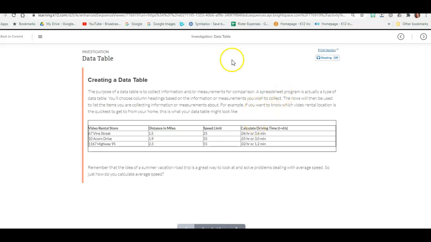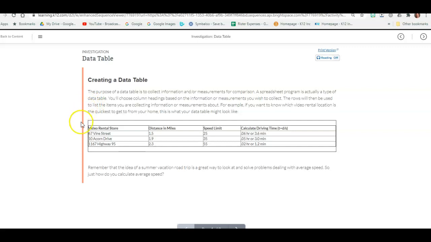All right, so here is the investigation data table part. It talks about creating a data table. Again, the purpose of it is to collect information and use those measurements for comparison. You can do that in a spreadsheet. That's actually a kind of data table. This is where you can put in your column headings based on the information and the measurements you wish to collect. The rows will then be used to list the items you are collecting and the information or the measurements about.